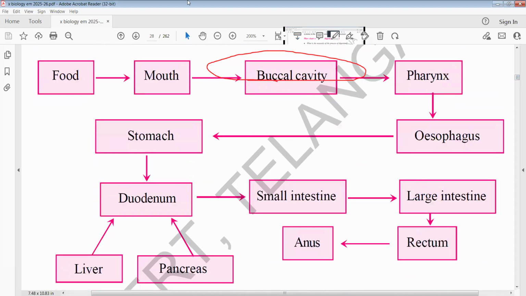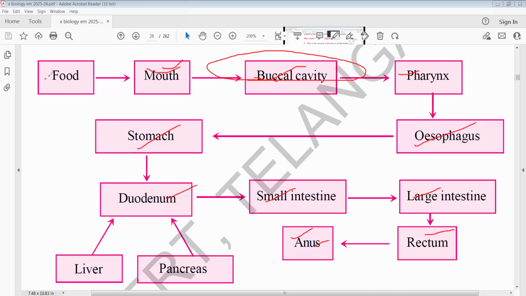Let us take mouth, buccal cavity, pharynx, esophagus, stomach, duodenum, small intestine, large intestine, rectum, anus. So these are the parts of the alimentary canal, or food pipe, or gut. Start with the mouth and end with the anus.